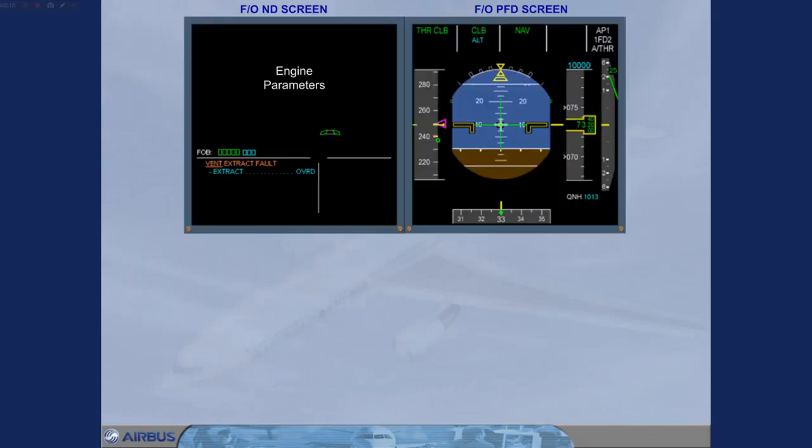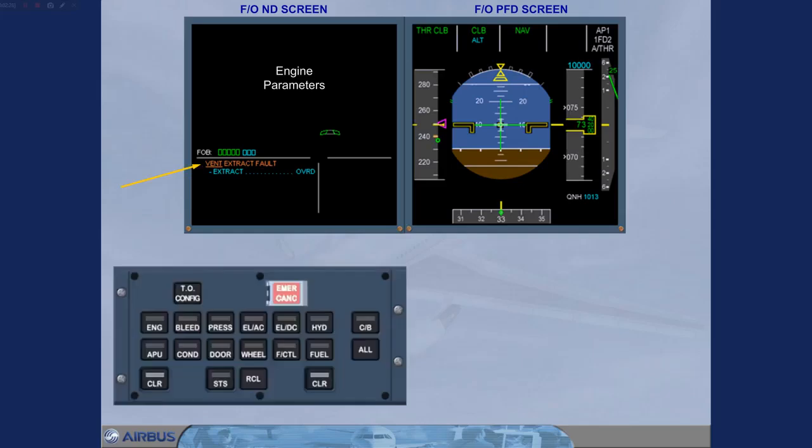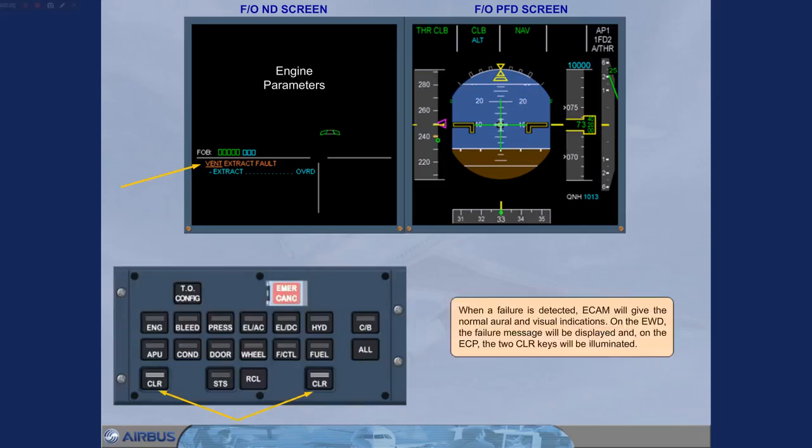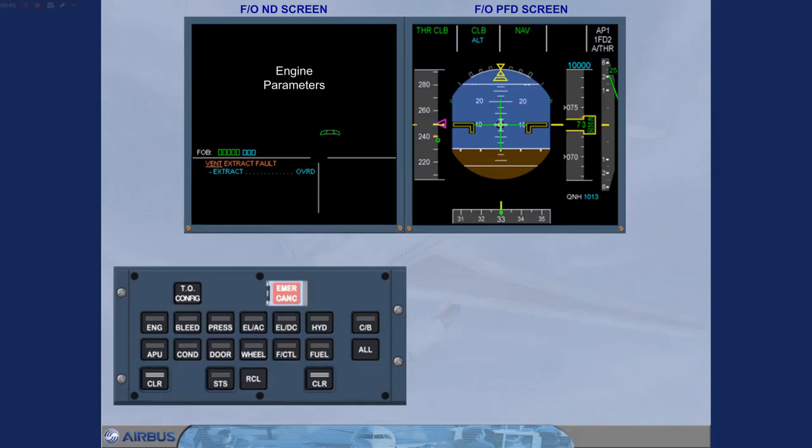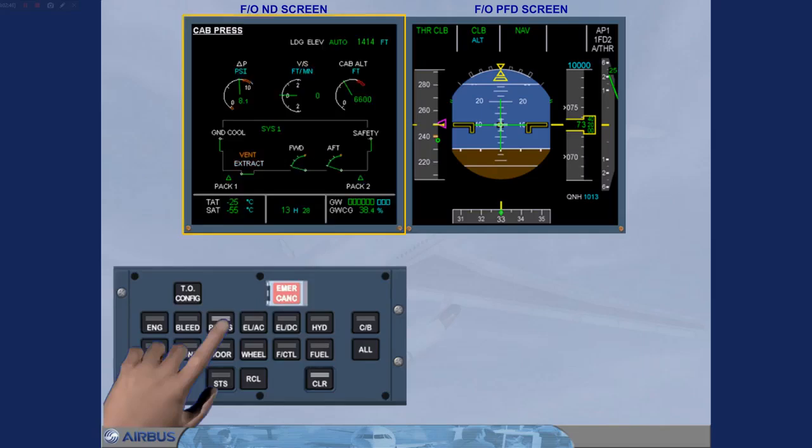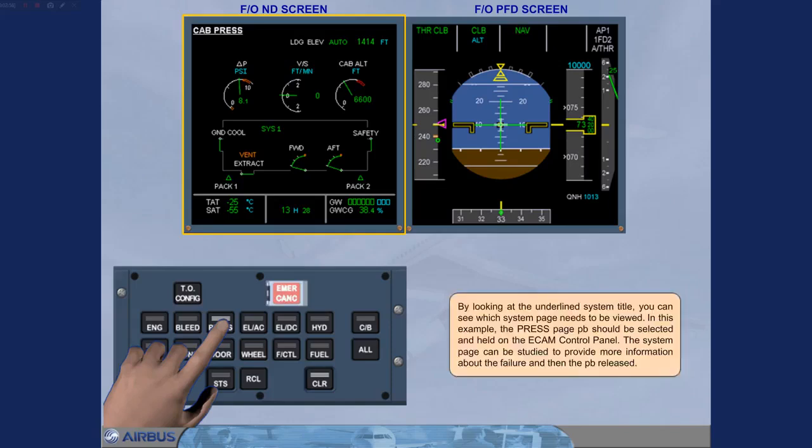When a failure is detected, Ecam will give the normal oral and visual indications. On the engine warning display, the failure message will be displayed, and on the ECP, the two clear keys will be illuminated. By looking at the underlined system title, you can see which system page needs to be viewed. In this example, the Press Page push button should be selected and held on the Ecam control panel. The system page can be studied to provide more information about the failure and then the push button released.